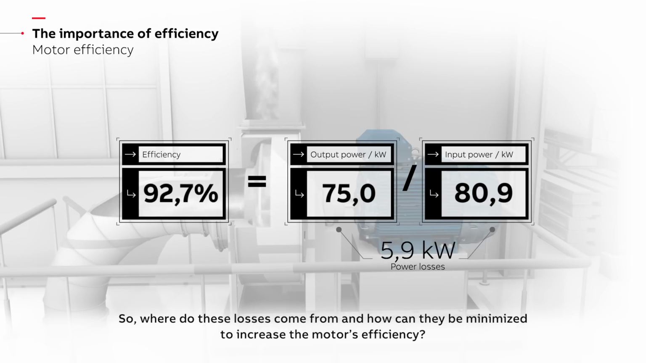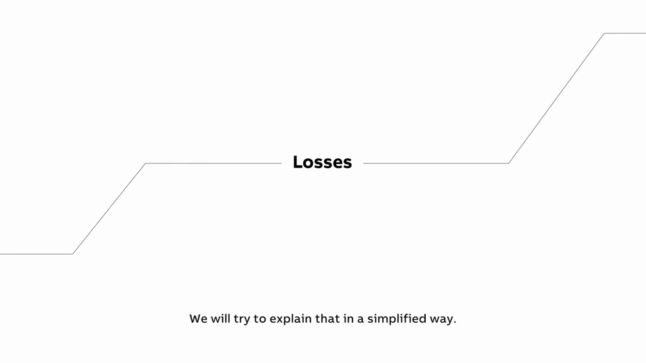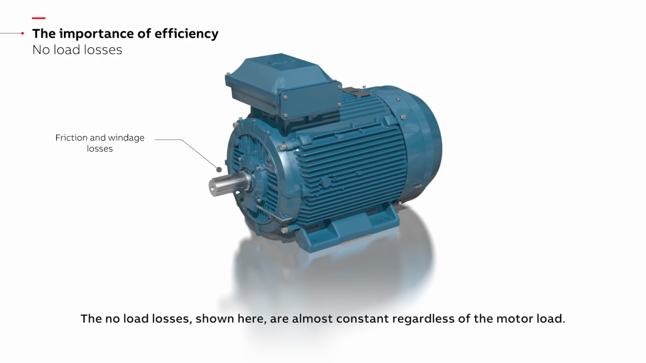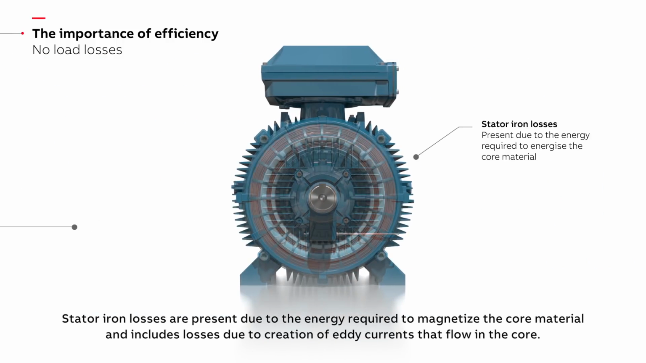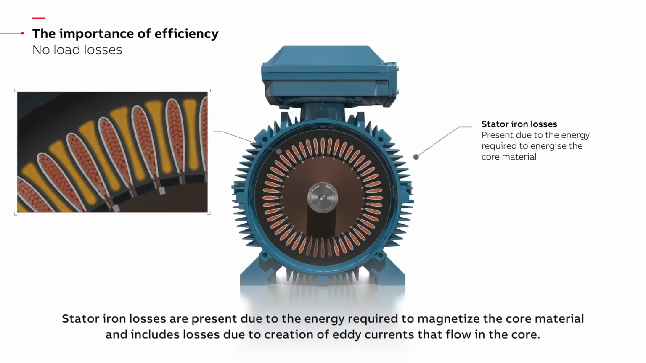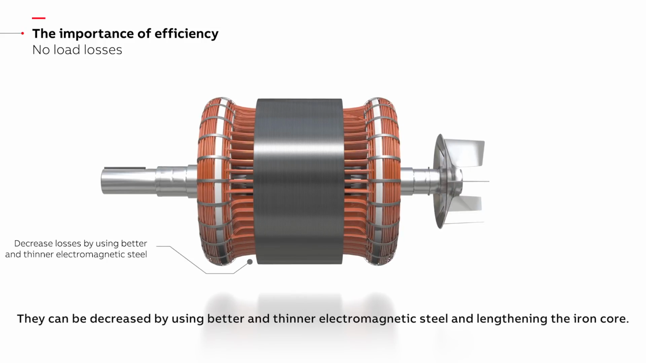So where do these losses come from, and how can they be minimized to increase the motor's efficiency? We will try to explain that in a simplified way. The no-load losses shown here are almost constant regardless of the motor load. Stator iron losses are present due to the energy required to magnetize the core material and includes losses due to the creation of eddy currents that flow in the core. They can be decreased by using better and thinner electromagnetic steel and lengthening the iron core.